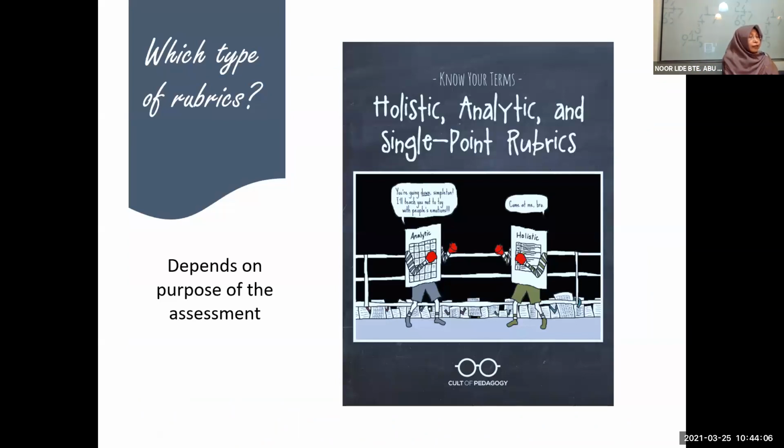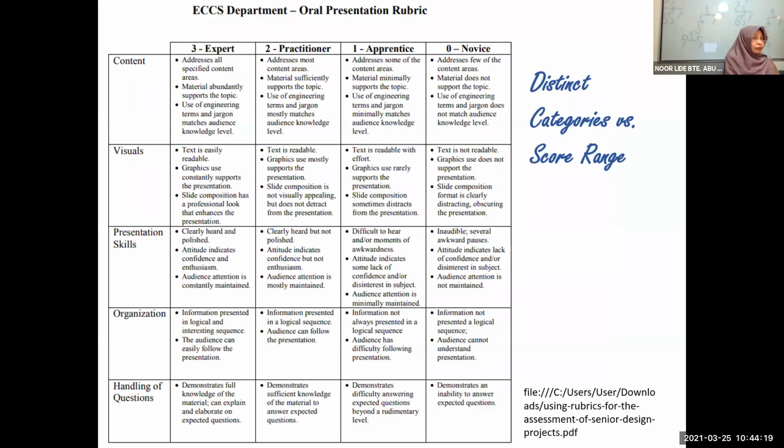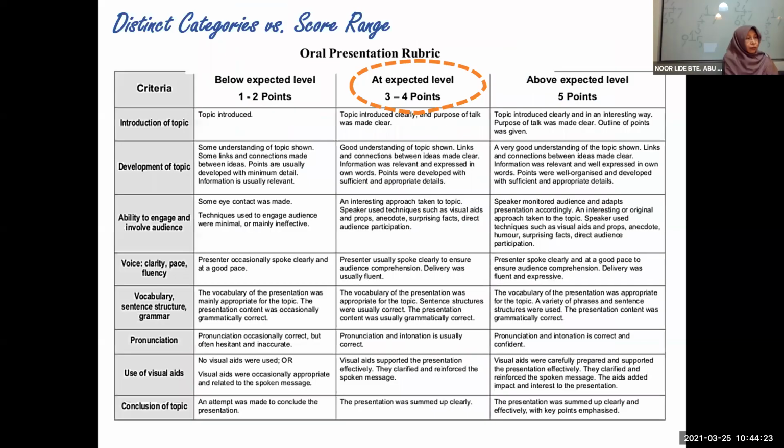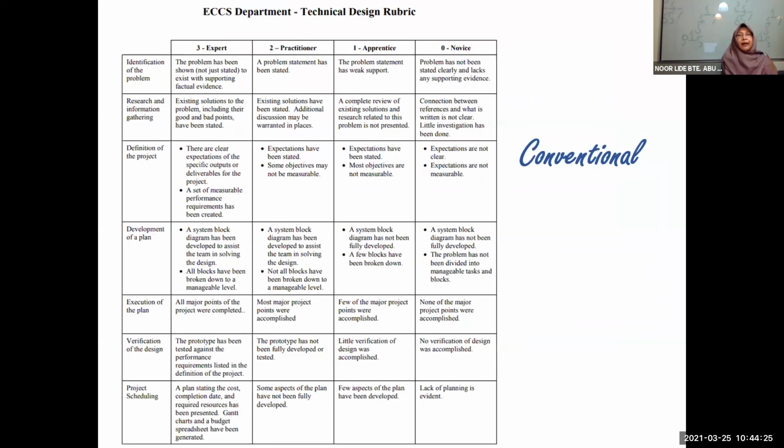And then you also have to decide which rubrics to use. As I mentioned, it depends on the purpose of assessment. Is it going to be summative, primarily for grading, or is it going to be formative, for feedback? So what is it for? This is an example of a conventional technical design rubric.